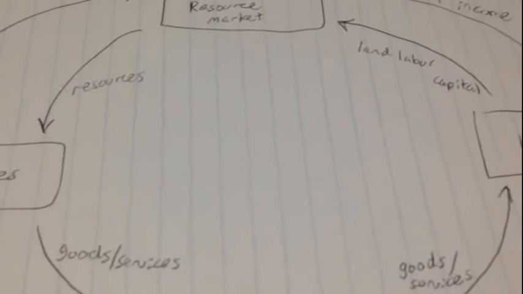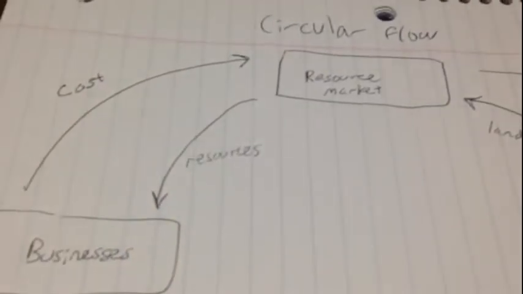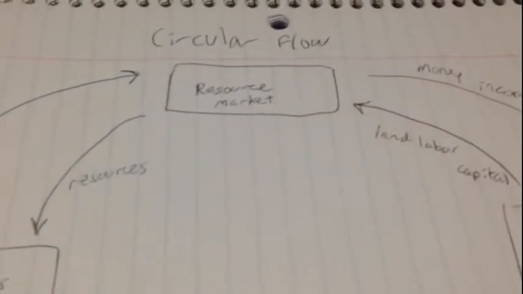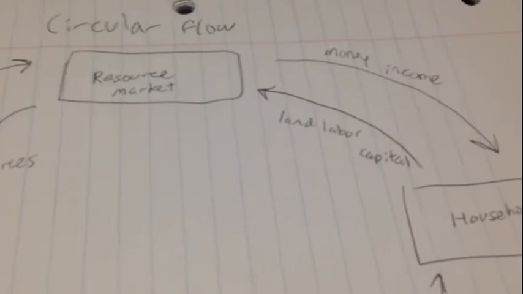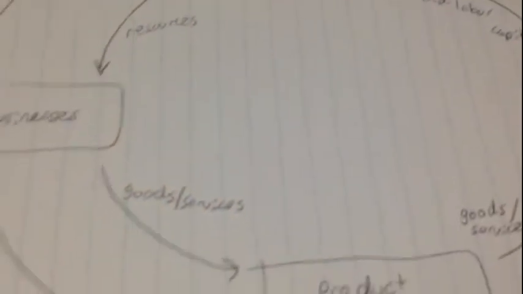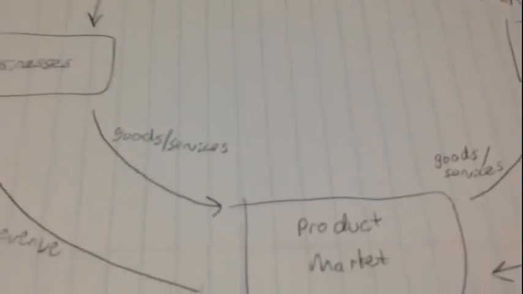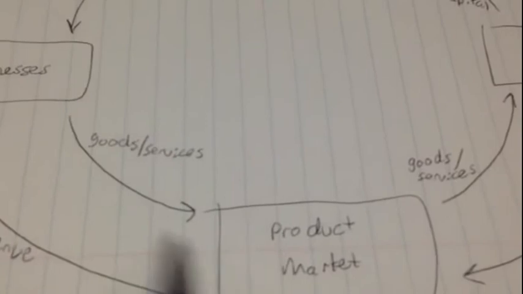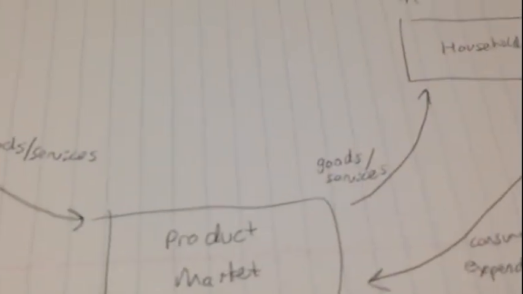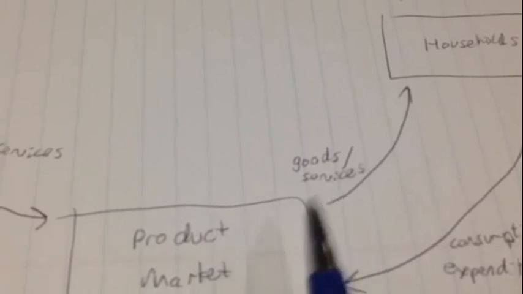For the inside path, which represents the flow of resources, you have resources going to businesses from resource market because they're buying them, and households use land, labor, and capital to produce those resources. And then goods and services go to the product market so the businesses can produce products, and in turn this will go to households and serve as goods and resources for them.